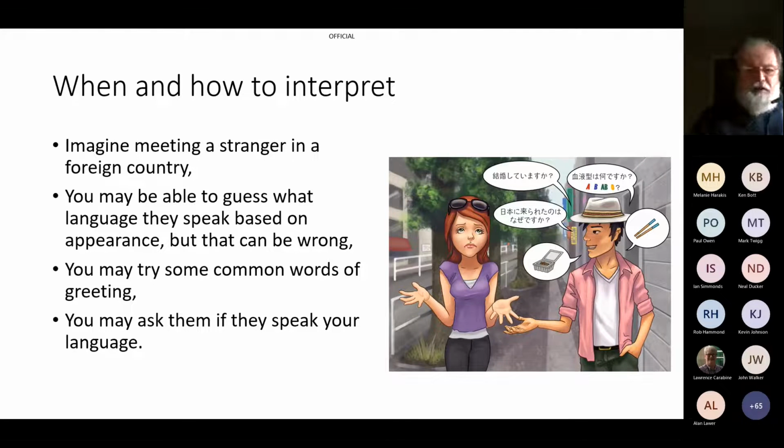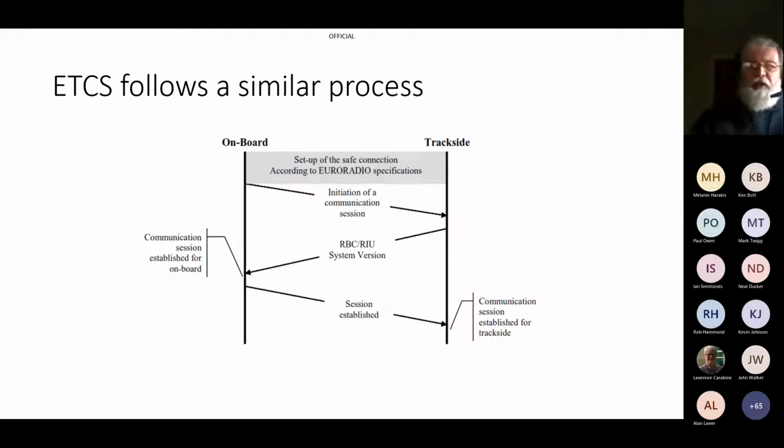Now, ETCS needs to do exactly the same, and the first part of a communication session is that process of understanding. Chapter 3, subset 26 has this lovely little diagram where the onboard starts the communication session and the response of the trackside is with the system version. And if that is compatible with the onboard, then the session is established.